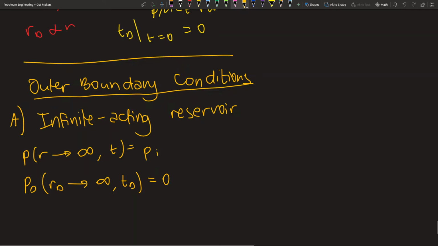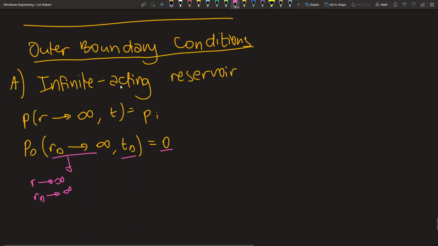Okay, so now the question is, where does this come from? Using the logic from the previous part, if r goes to infinity, then so does r sub d, because, let me scroll down a little bit, because r sub d is equal to r over r sub w. And how about this? Well, t sub d scales linearly with time, so this is valid. And how does this equal 0? P sub d when p is equal to p sub i is 0. Okay, so that's it. It's pretty simple.